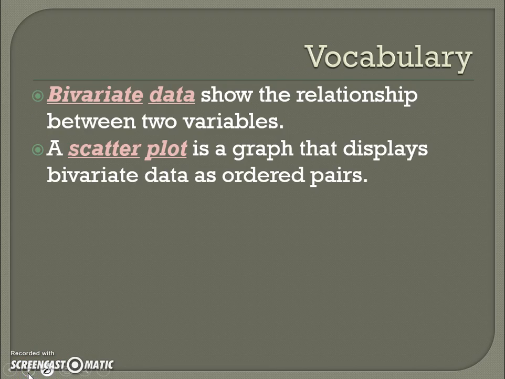So here's a definition. Bivariate data show the relationship between two variables. So you'll want to pause and copy this down. A scatter plot is a graph that displays bivariate data as ordered pairs. So make sure you've copied these two vocab words down.